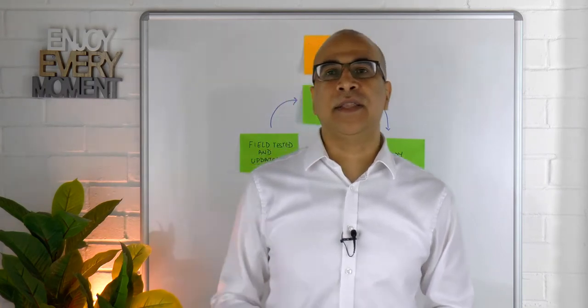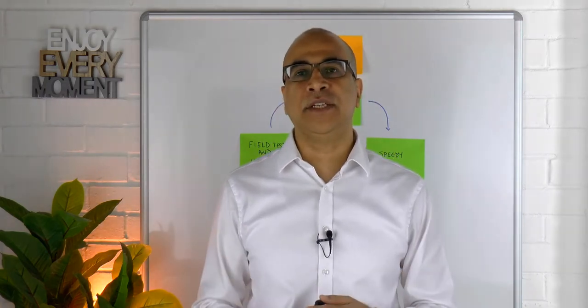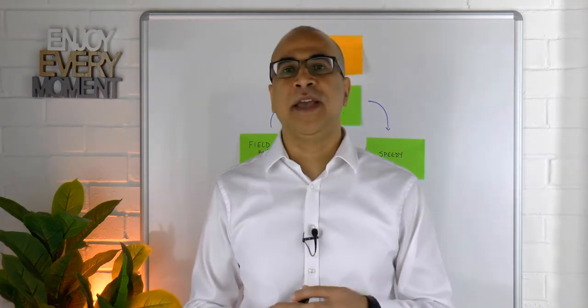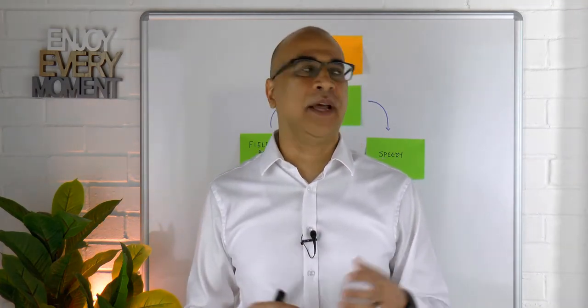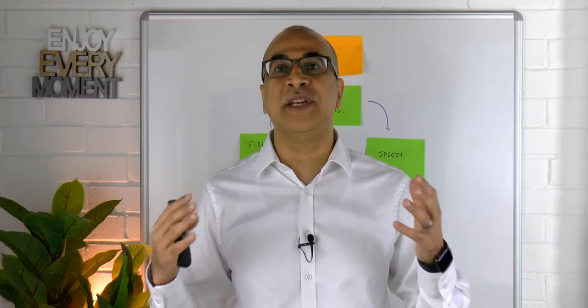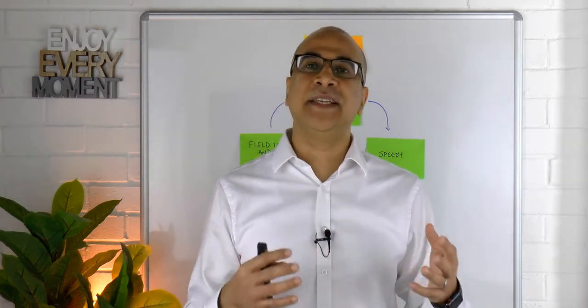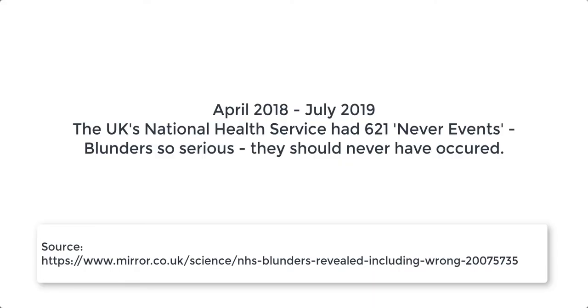When we look at the NHS in 2018 to 2019, pre-COVID, they had something that they call, I can't believe they even have a name for it, called never events. They had 621 never events. They're blunders that are so serious that they should never have occurred in the first place.